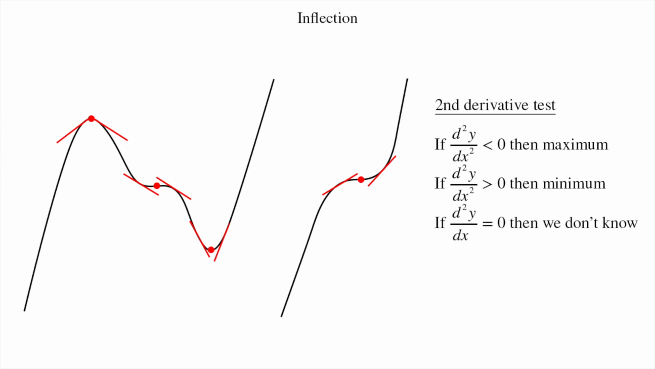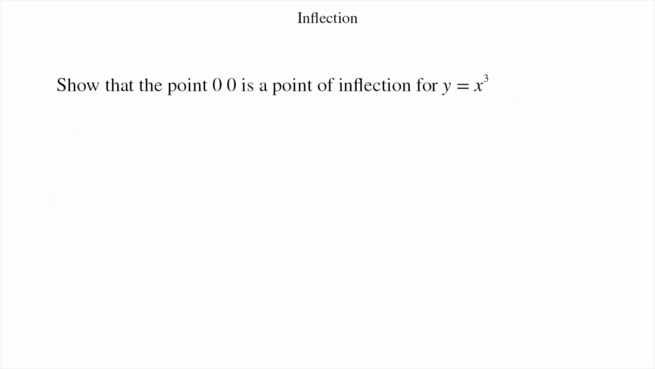So, what do we do when this happens? Well, let's explore this with an example. Show that the point 0, 0 is a point of inflection for y is equal to x cubed. Well, clearly 0, 0 lies on the curve, but let's check that this is a stationary point.